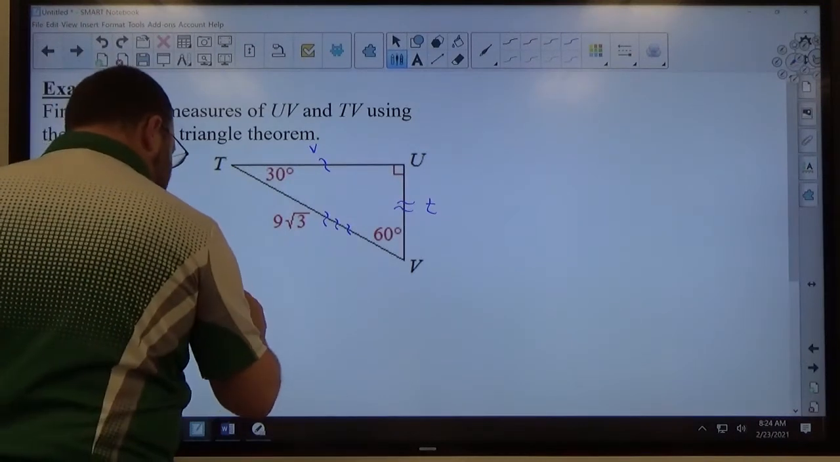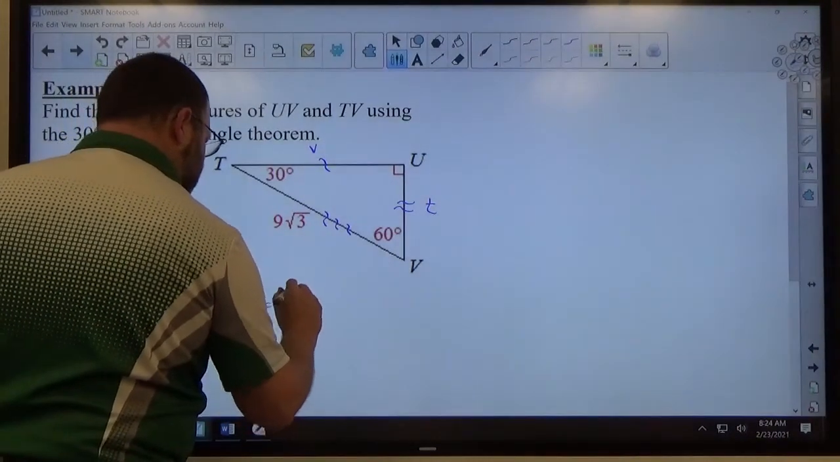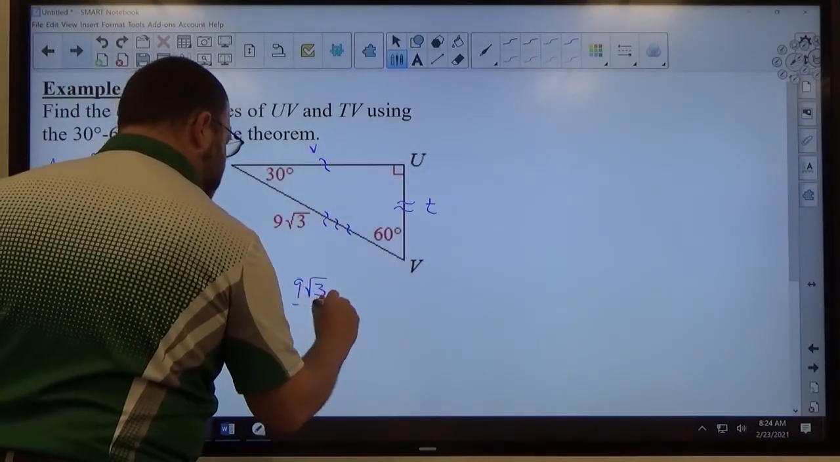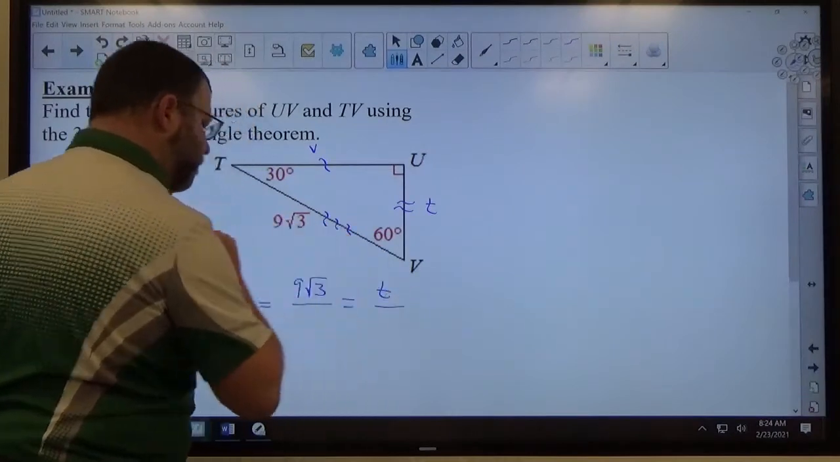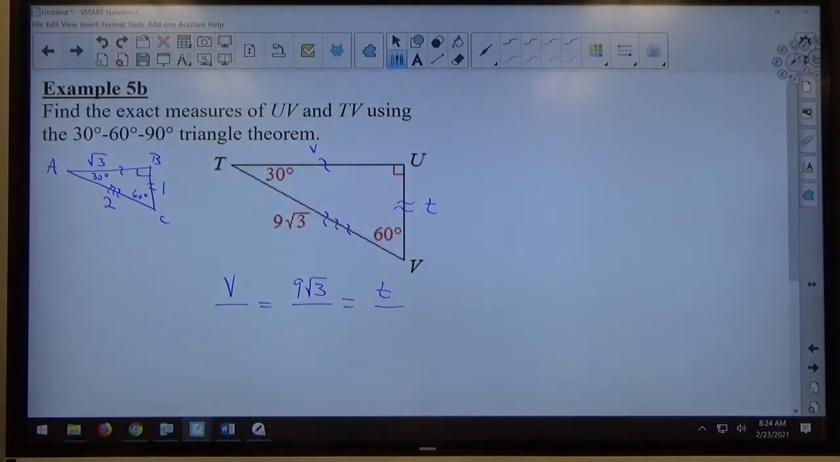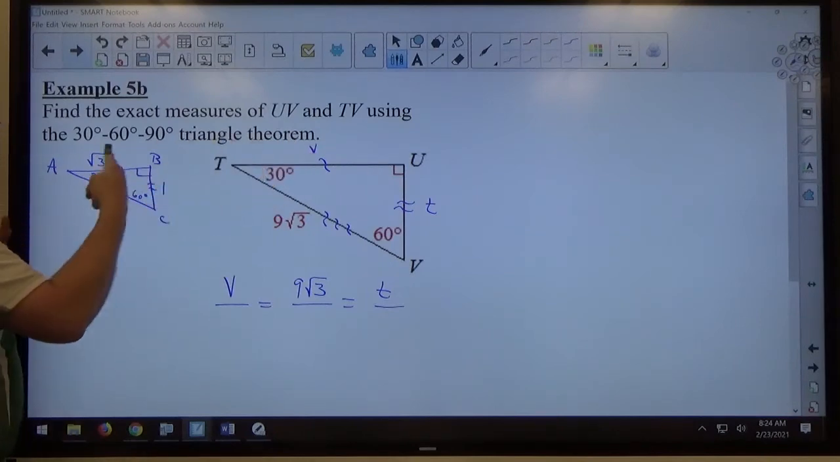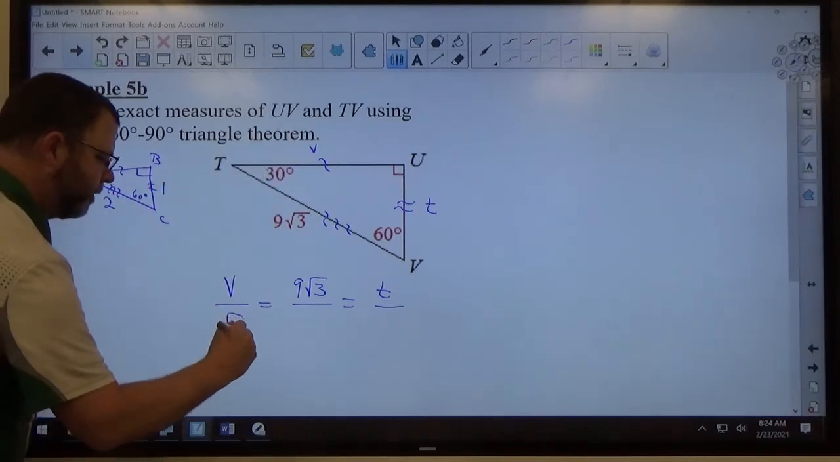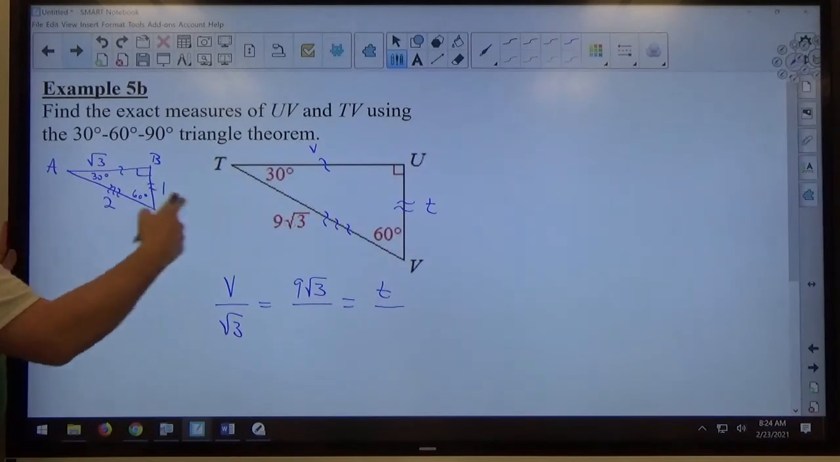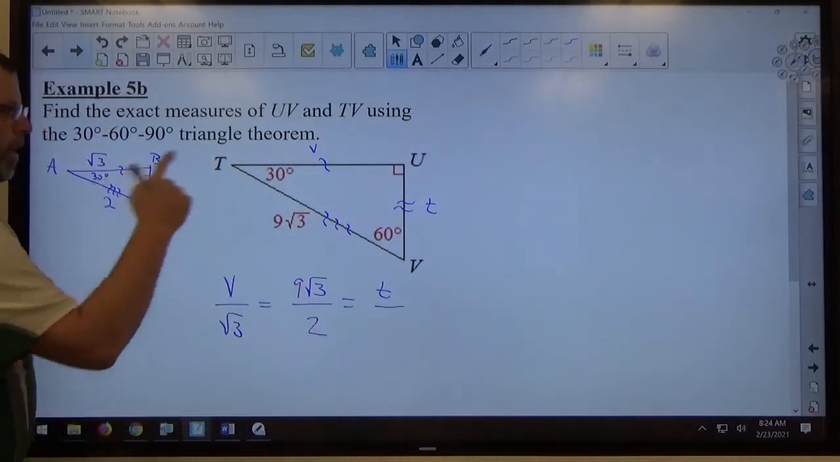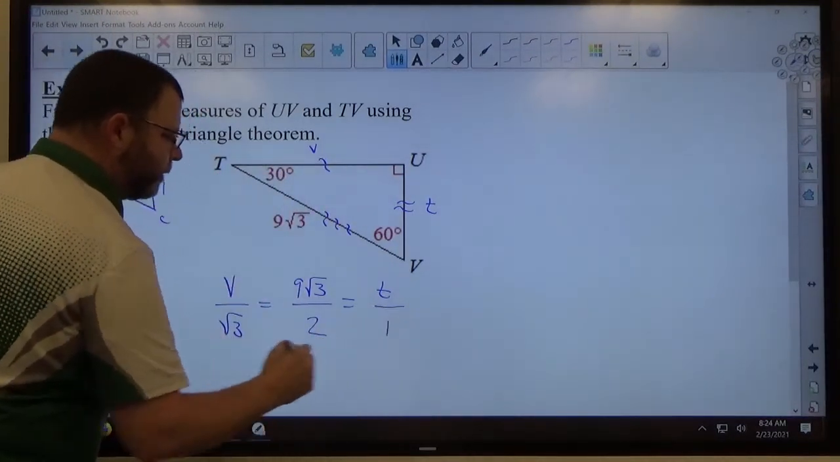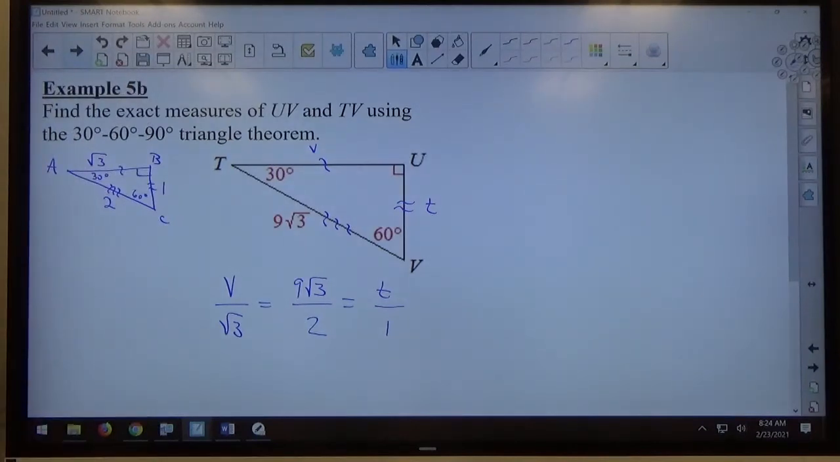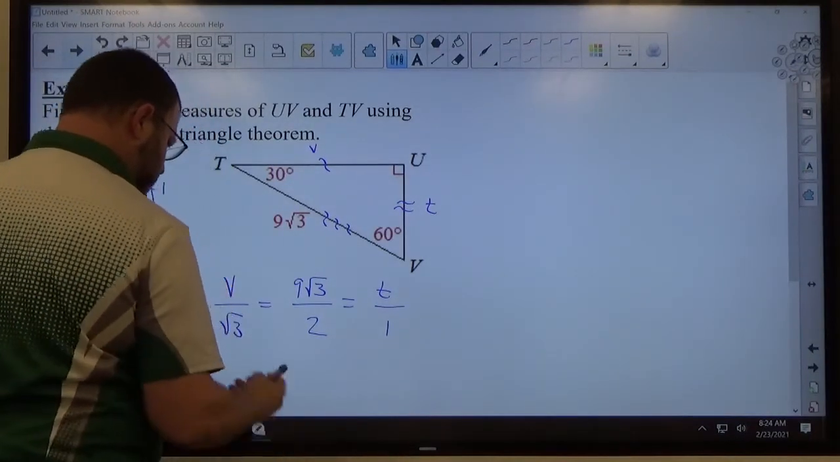So V over something equals 9 times the square root of 3 over something equals T over something. Every time I make the top the same way, something I don't know, something I do know, something I don't know. And then I put the matching pieces on the bottom for each letter. So V matches the square root of 3. 9 square root of 3 matches 2. T matches 1.